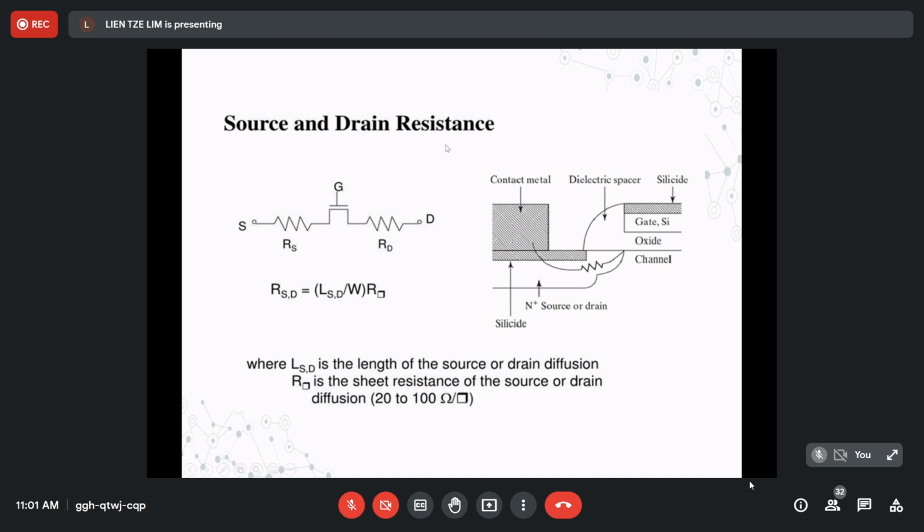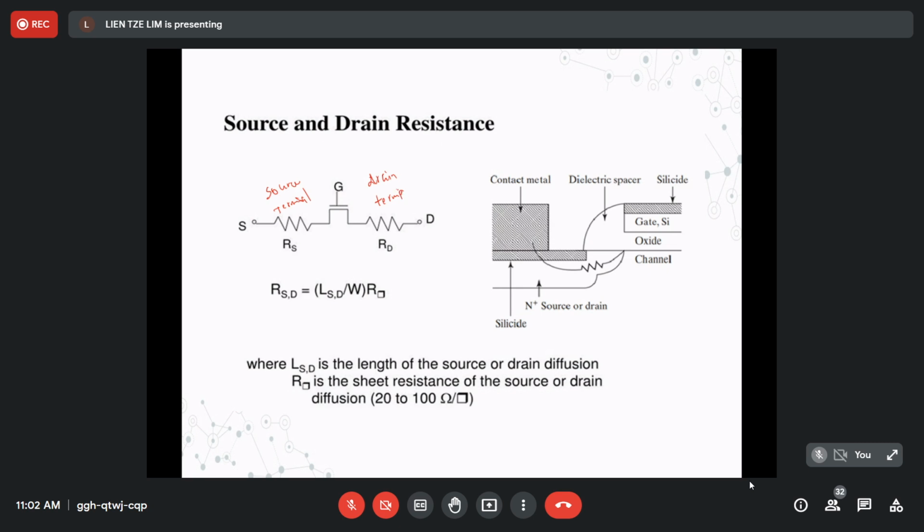Source and drain resistance. Just now we talked about the on resistance. Now it is the source and drain resistance. Source and drain resistance refers to the resistance at the terminal. The source and drain terminals are formed by diffusion, by diffusing the dopant on the substrate. This is the source terminal, and this is the drain terminal.